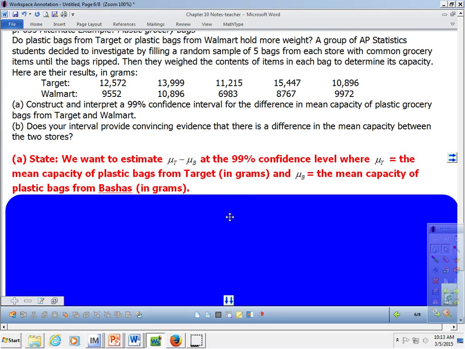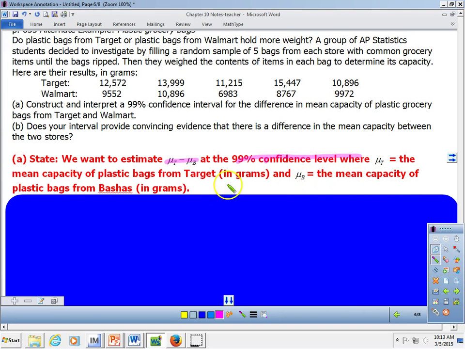But anyway, we want to estimate mean T minus mean B, so mu T minus mu B, at a 99% confidence level. Remember, you have to report your confidence level, and you have to talk about what it is you're trying to estimate. And so we have to define mu sub T, and that's the mean capacity of plastic bags from Target in grams. In other words, how much weight in grams they'll hold before they rip.